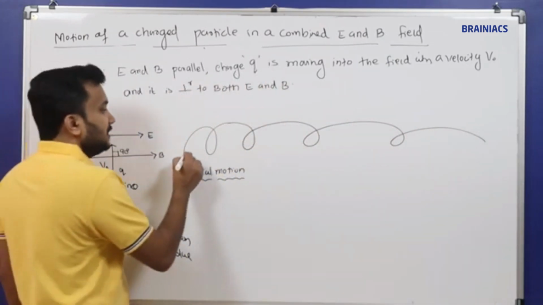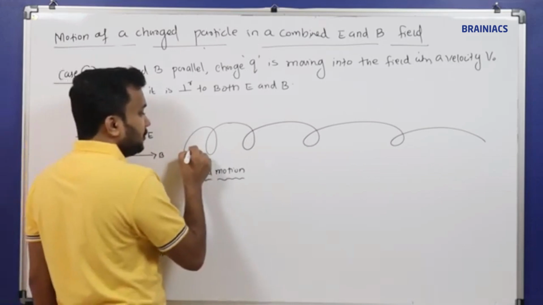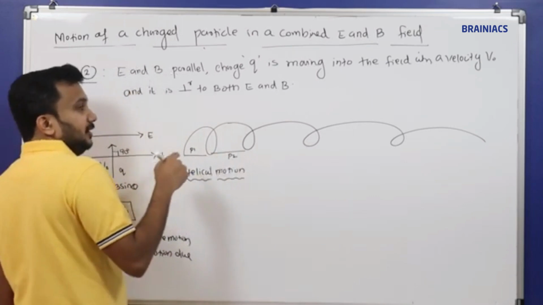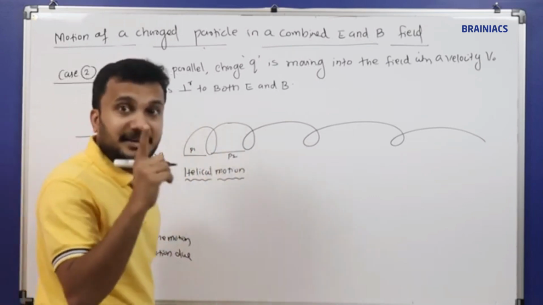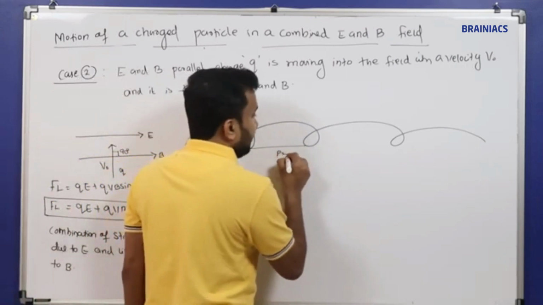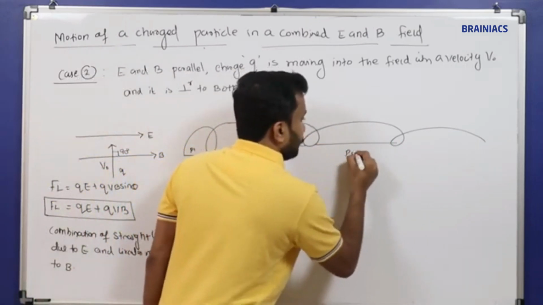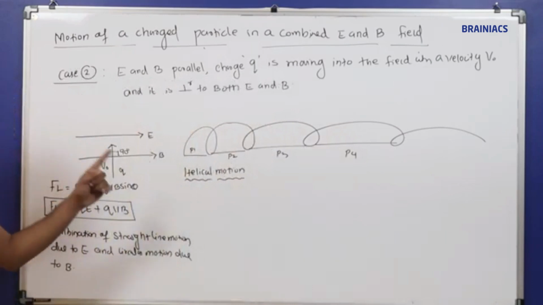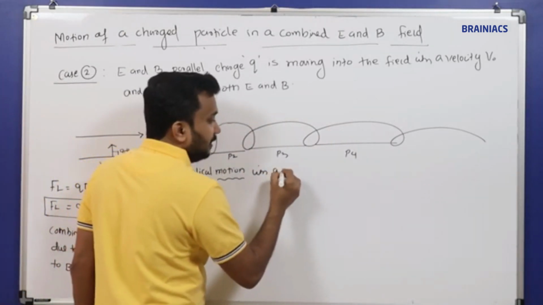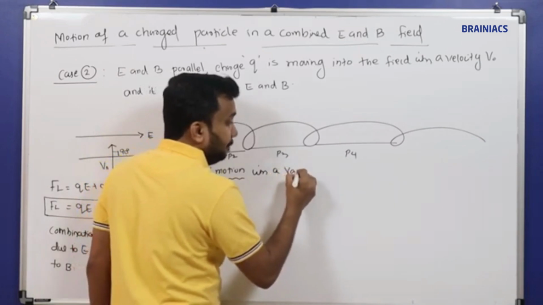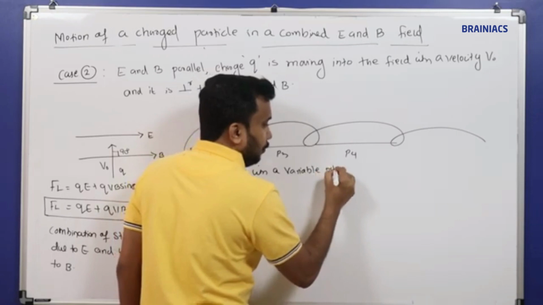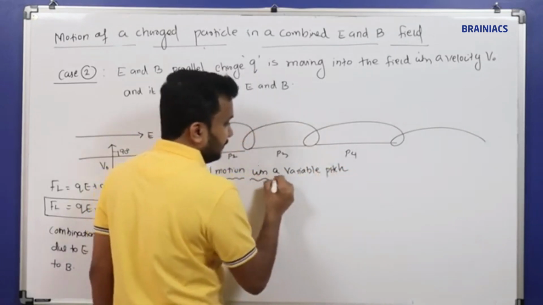So here you can see the pitch. Pitch is the distance between these two points. P1 pitch, P2 pitch. It is the distance traveled over one time period. So this is over one time period. This is called P3 and this is called P4. So I can say it is a helical motion, more specifically with a variable pitch. A more accurate answer is like this.